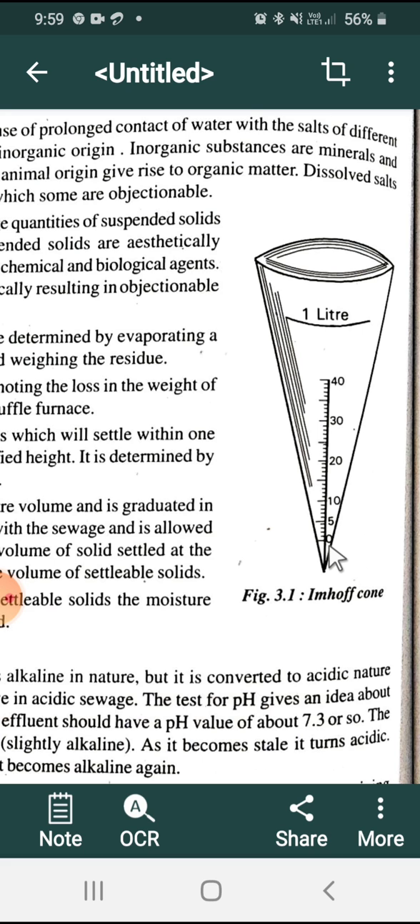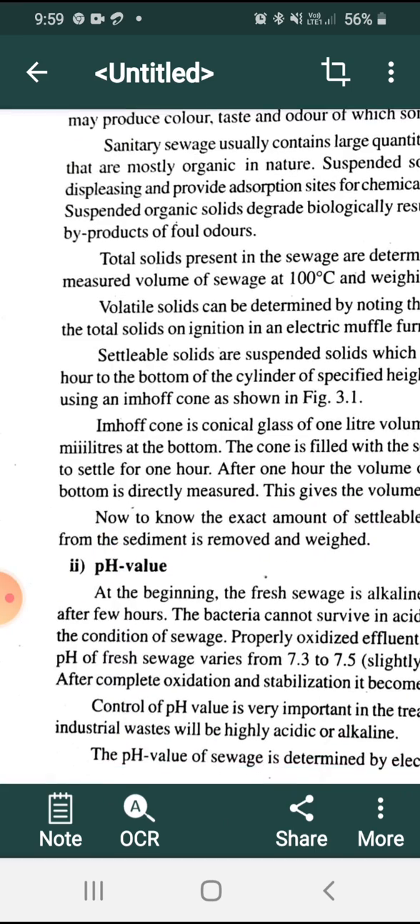See, this is marked 5, 10, 20, 30, 40 like this. After pouring the water up to 1 liter, the solids start settling. But you have to give it time. That time is 1 hour. In 1 hour, how much solids are settled here? You have to determine. This is called the Imhoff cone. Sedimentation solids can be determined very easily.